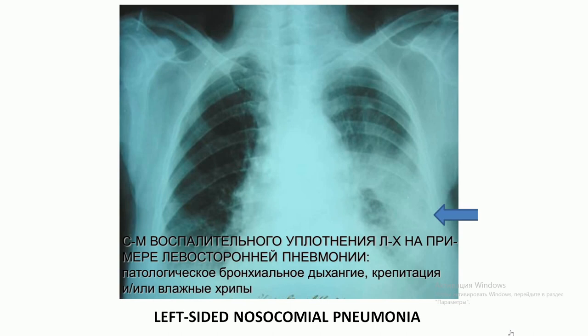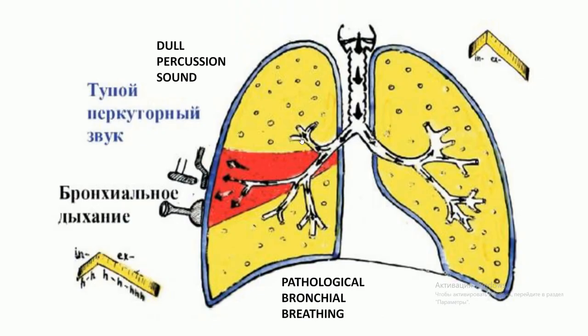Look at the X-ray. You can see left infiltration of the lung tissue. This is left-sided nosocomial pneumonia. With pneumonia, there is a syndrome of inflammatory compaction of lung tissue, which is characterized by a dull percussion tone and pathological bronchial breathing over the lesion.